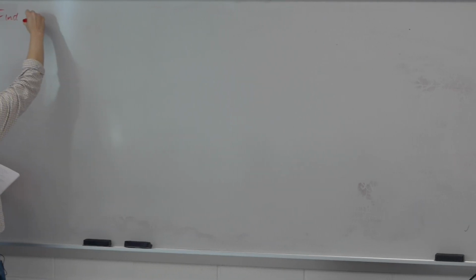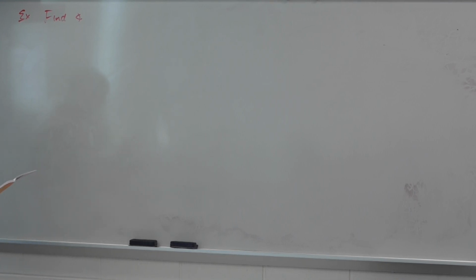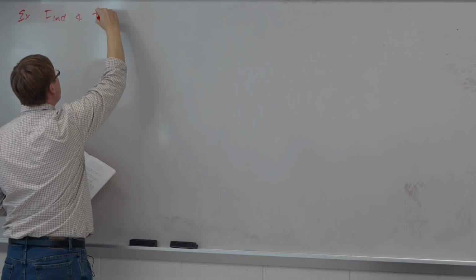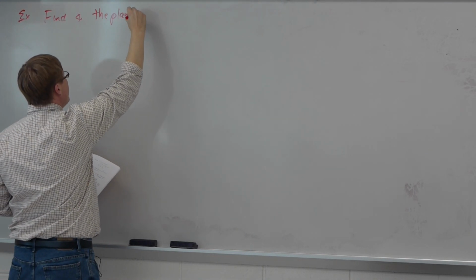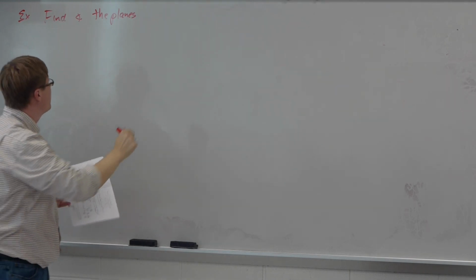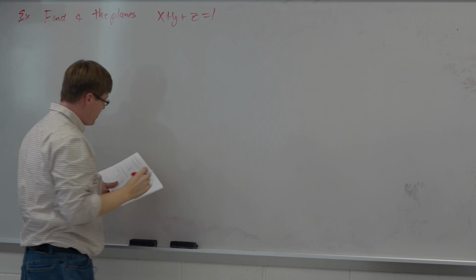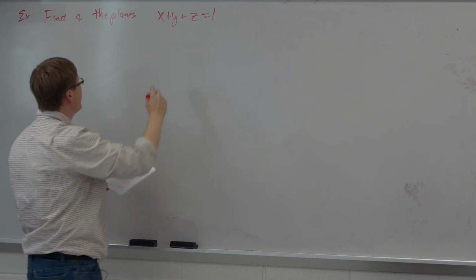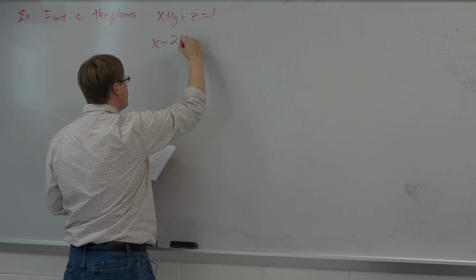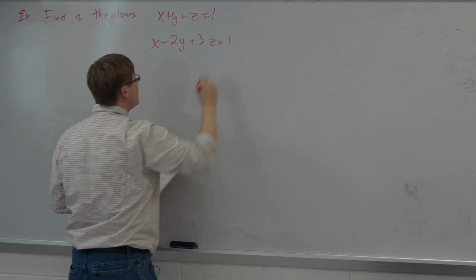Okay, so we're going to do a little bit more with lines and planes. Just as an example, let's find the angle between the planes given by these equations: x plus y plus z equals 1, and x minus 2y plus 3z equals 1.